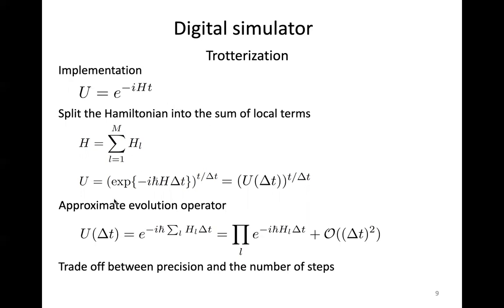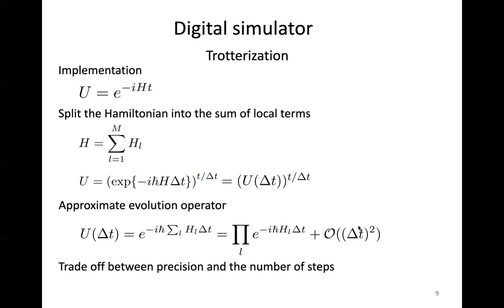Then we would say a unitary is in this exponentiated form, and this U of delta t we will try to approximate. There are many ways we can approximate it, but the most basic trotterization is just treating these H_L terms as if they do commute. And then we just write it as a product of exponents. Because we neglected the commutators, we get some error, which is quadratic.